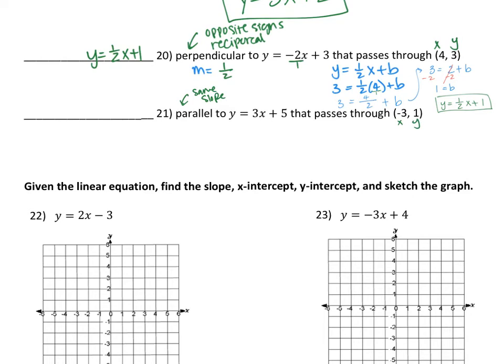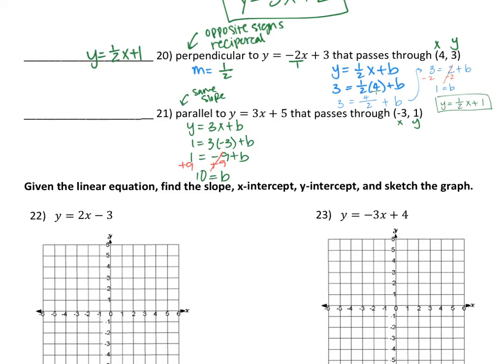So again, you're going to plug in what you know. You know the slope. You don't know what b is, but you know what your x and y's are that you can plug in to solve for b. So your y here is 1. Your x here is -3. And so solving this out, this becomes -9. I'm going to add over 9. And so 1 plus 9 is 10. So b is 10.